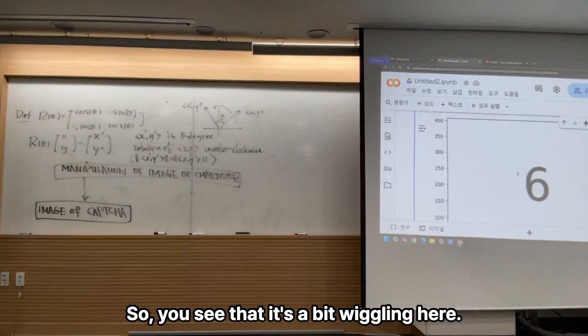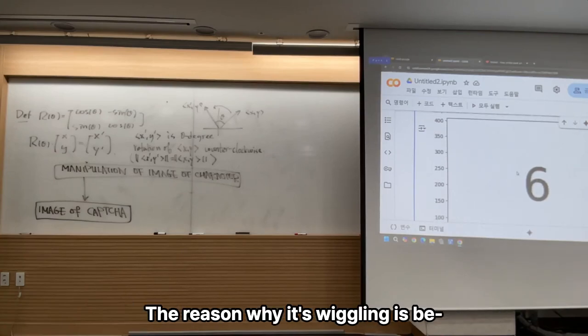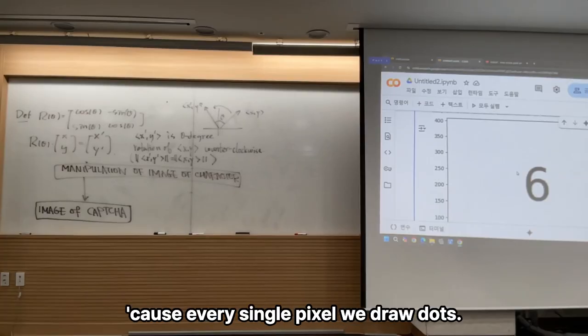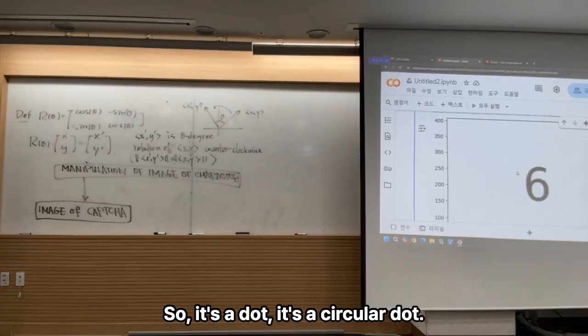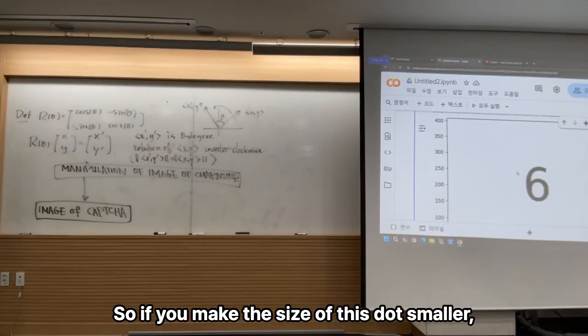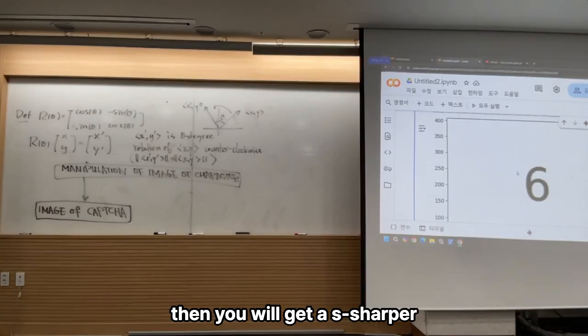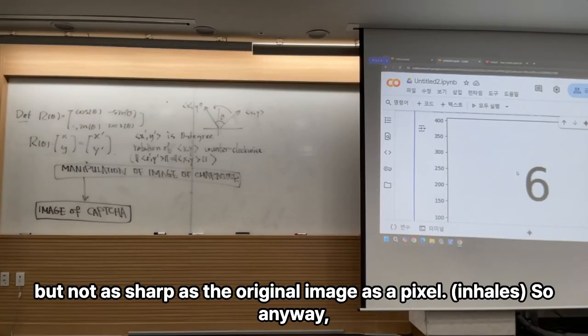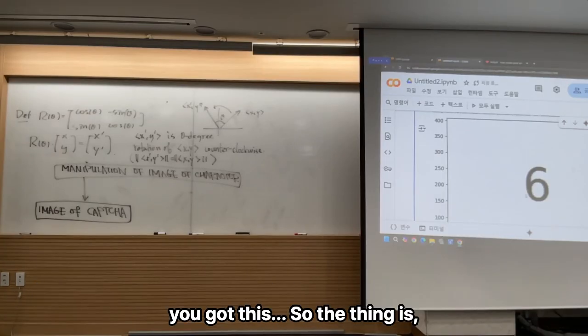You see, there's a bit of wiggling here. The reason it's wiggling is because for every single pixel we draw a dot, and a dot is circular. So that's why I have a slight wiggling here. If you make the size of the dot smaller, then you will get a sharper and sharper image, but not as sharp as the original image as a pixel. So anyway, you got this.